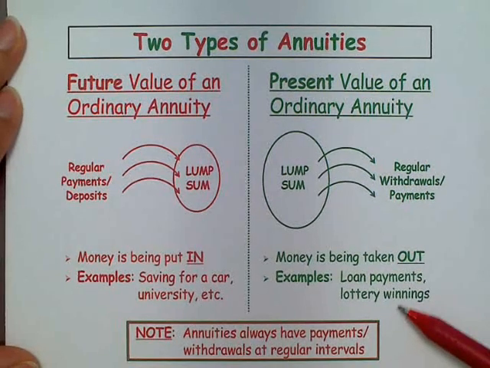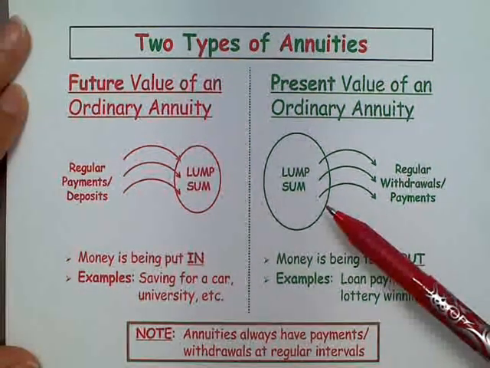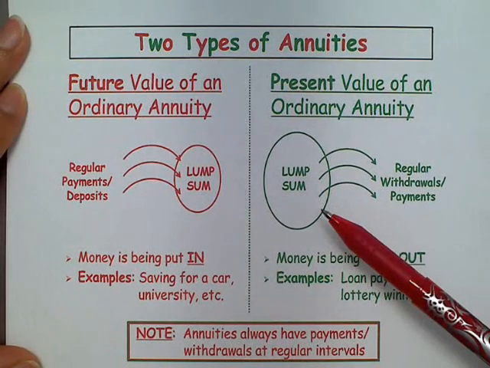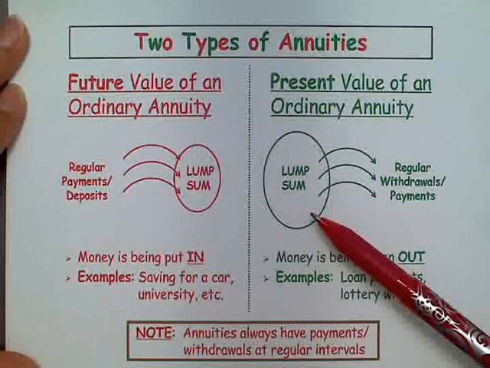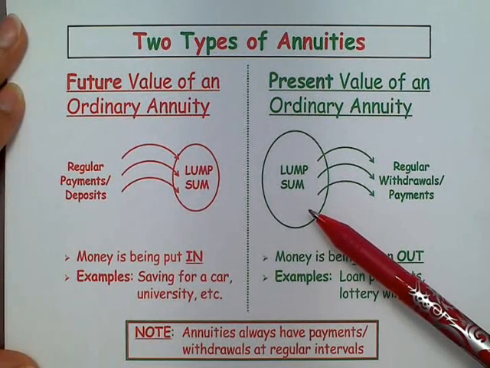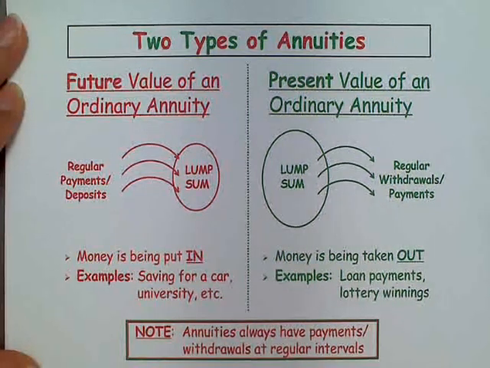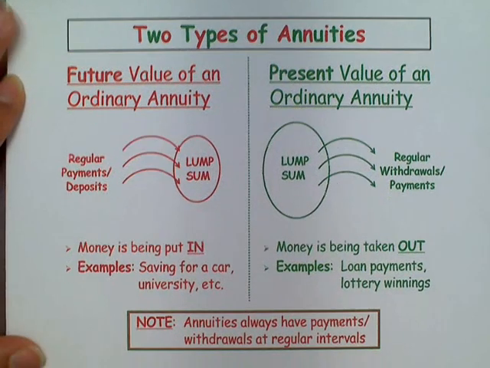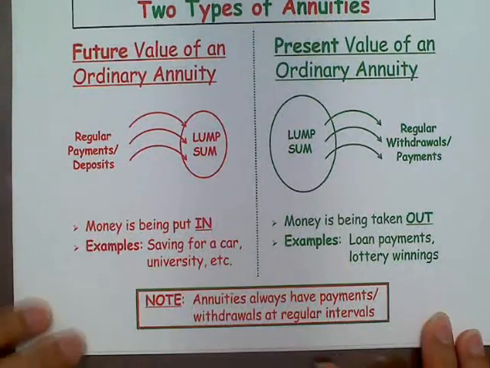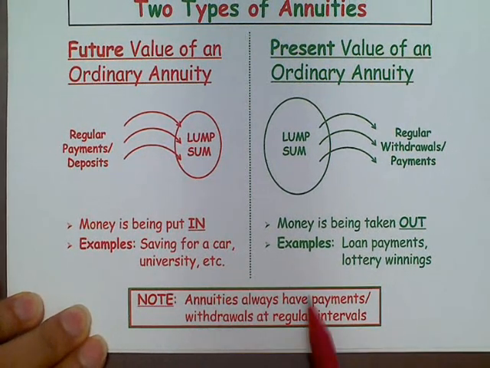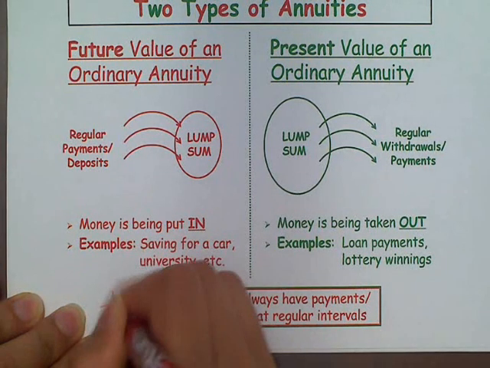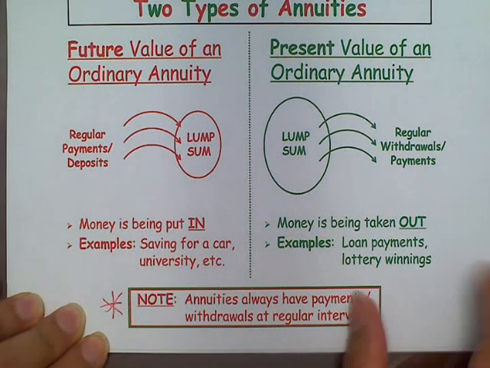Another example is a lottery winning. So let's say you win $100,000, and so what you would probably do is try to use a small amount of it each week or every other week. And so again, you have the money right now and you're making small withdrawals from the account. Okay, so key thing to remember, regardless of what type of annuity you're looking at, is that annuities always have payments or withdrawals at regular intervals. Okay, that's how you're looking for an annuity.